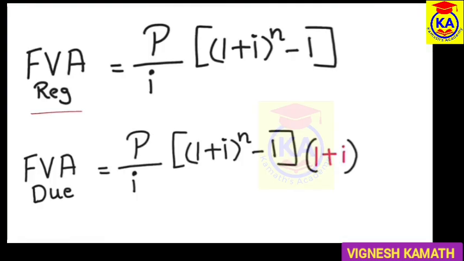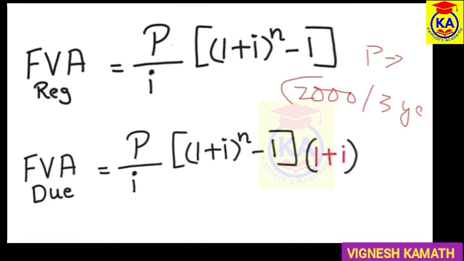Future value of annuity regular. P by I. P is the amount of annuity, how much you are paying. If 2000 is paid for 3 years, then 2000 is the P.